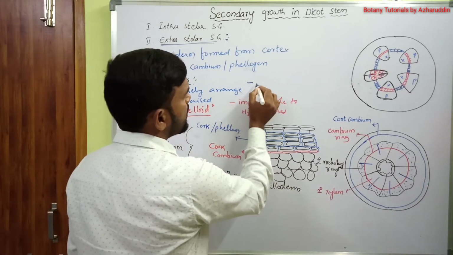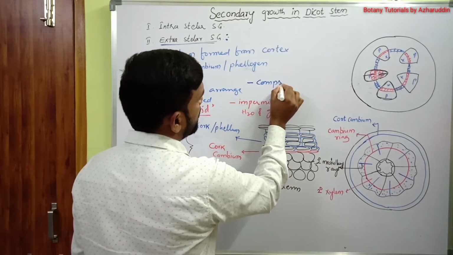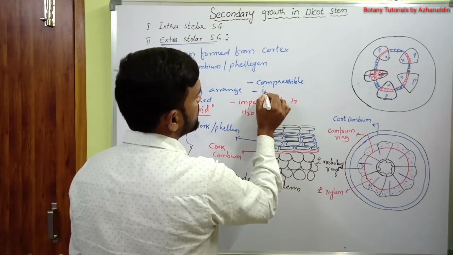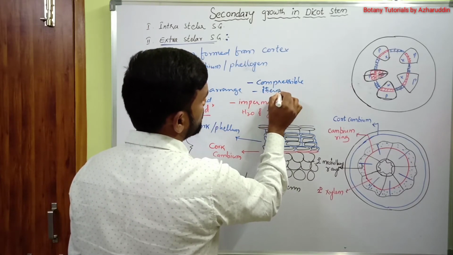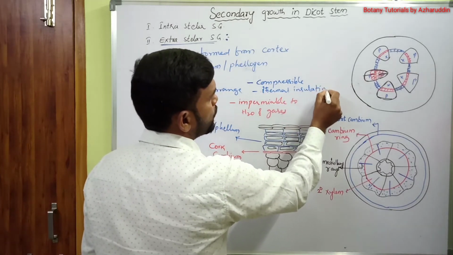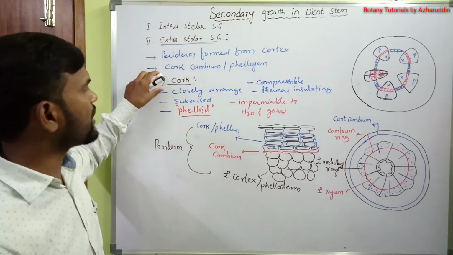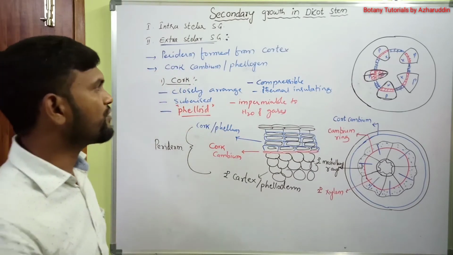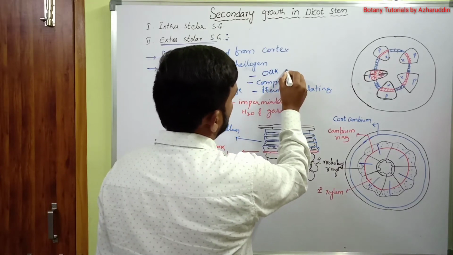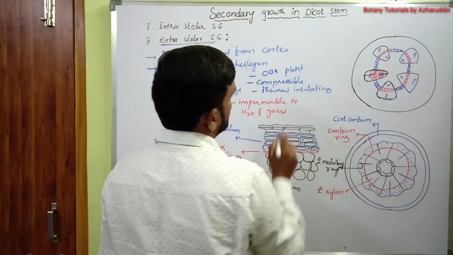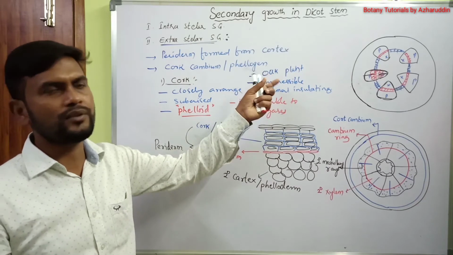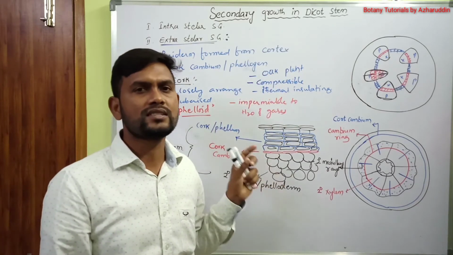This cork is compressible and is used as a thermal insulator. That means it has thermal insulating characters. The high quality cork is obtained from Quercus, the oak tree, that is Quercus suber, which is commercially used in the manufacture of bottle stoppers.